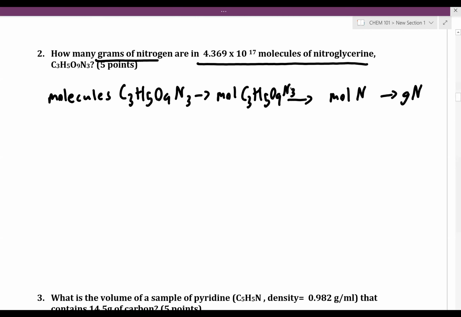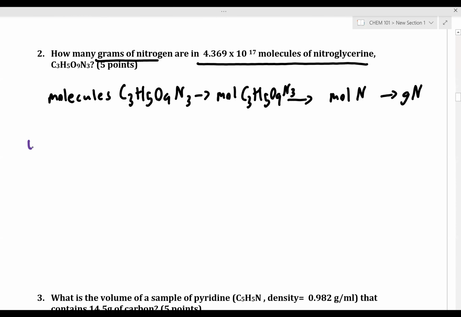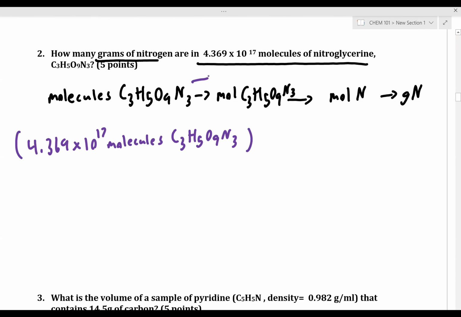Now all we have to do is execute on that manifold. So we have 4.369 times 10 to the 17th molecules of C3H5O9N3. Okay. Now, to go from molecules to moles, what units are going to be on top? Moles. So in 1 mole of C3H5O9N3, we have how many molecules? How many molecules are in a mole? What was that?